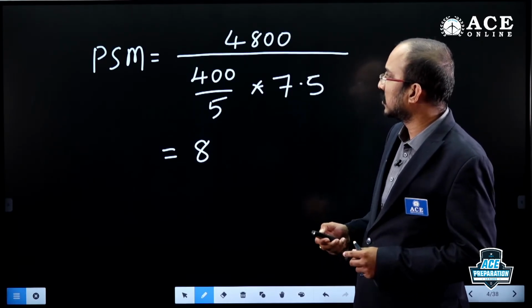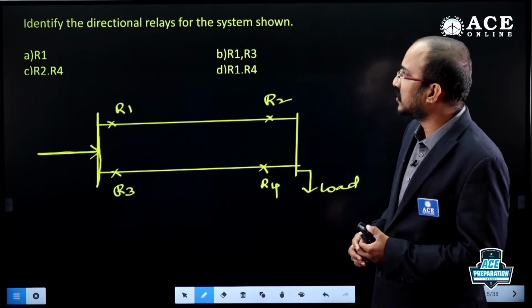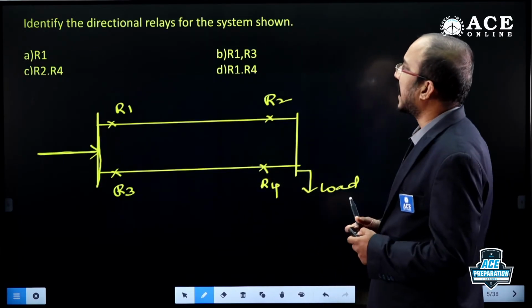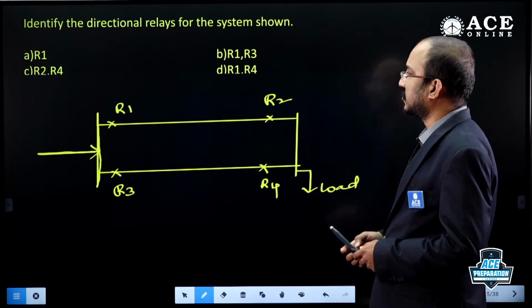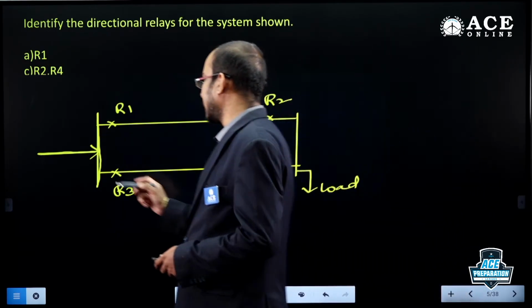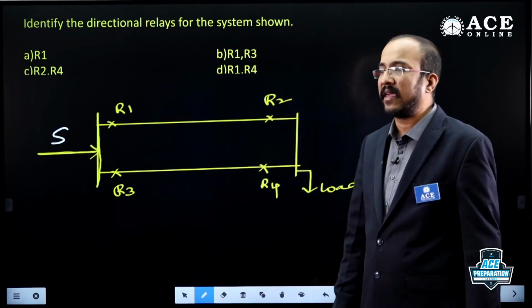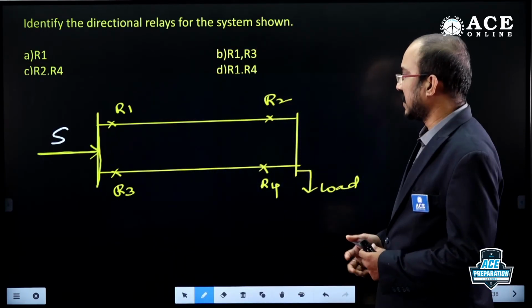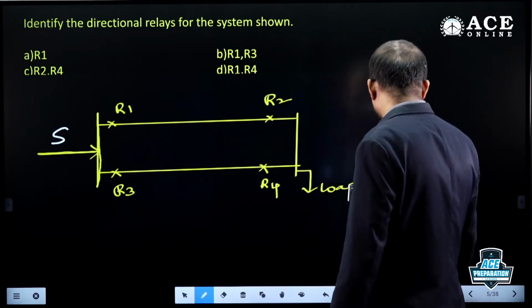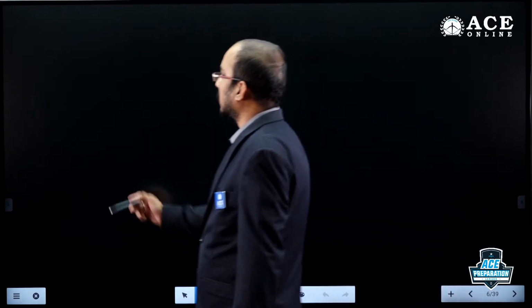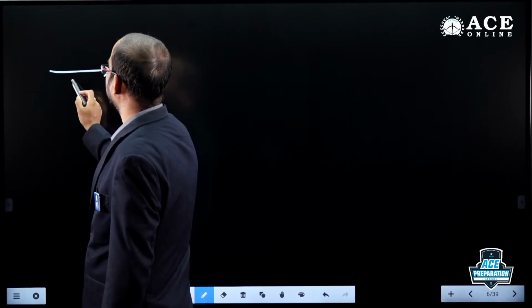So let us move to the next question. Now observe this. Identify the directional relays for the system shown. He has given two lines in parallel. There is one source. Now he is asking to identify which relays are directional relays in this question. So let us try to observe here. So this is the source.